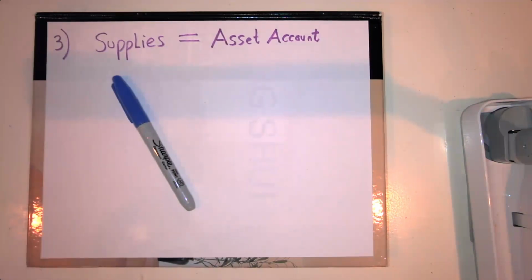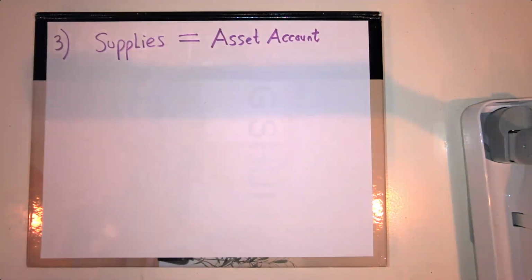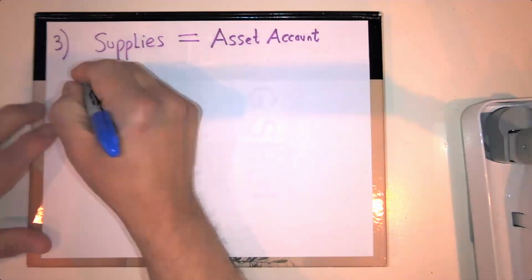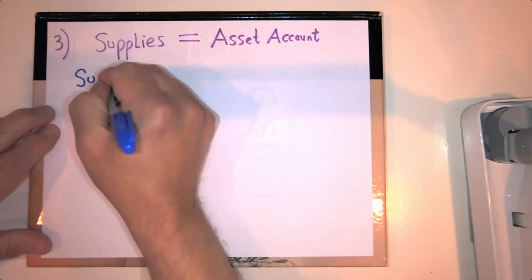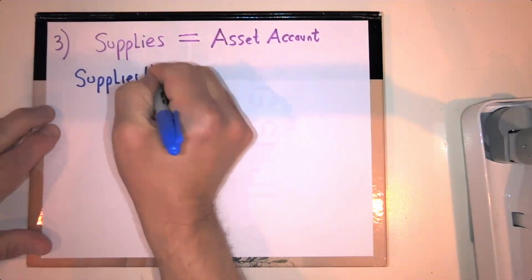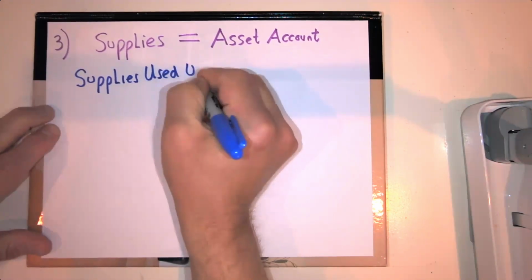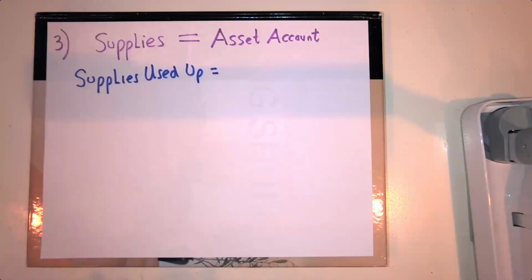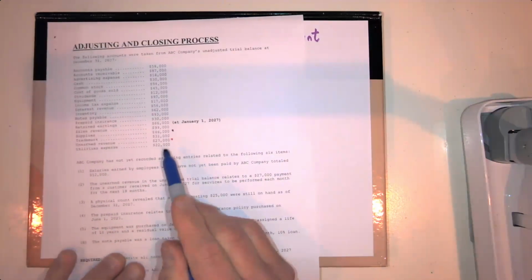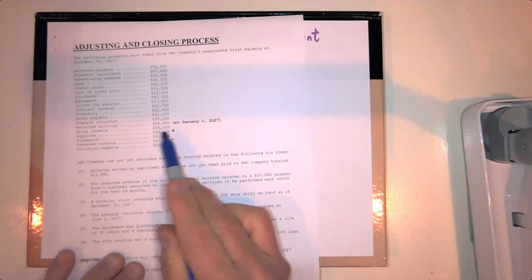The same thing here with ABC Company in our problem. We can pretty easily figure out the supplies that were used up. We started with supplies of 46,000, the unadjusted balance.